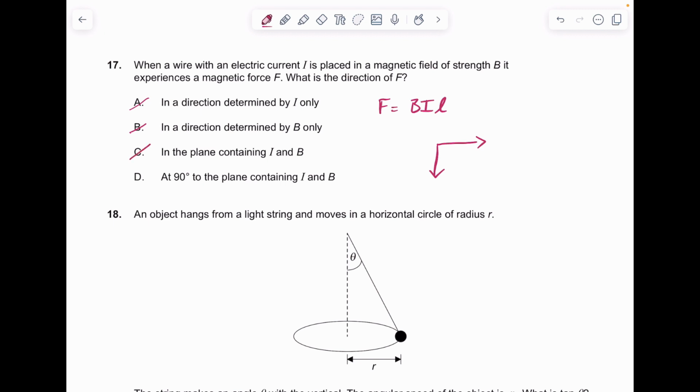So it is not C, but your thumb is at 90 degrees to the plane, the page, the direction that your first finger and your middle finger are in. So it is D. So it's just the orientation of your fingers in Fleming's left-hand rule and knowing what they stand for.